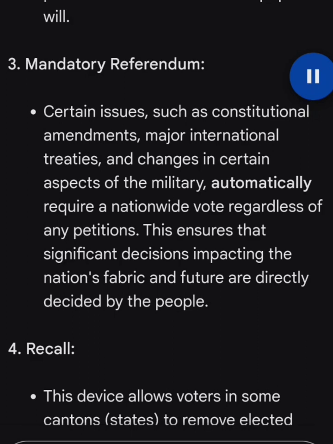3. Mandatory referendum. Certain issues, such as constitutional amendments, major international treaties, and changes in certain aspects of the military, automatically require a nationwide vote regardless of any petitions. This ensures that significant decisions impacting the nation's fabric and future are directly decided by the people.